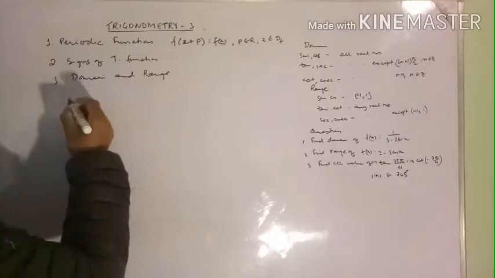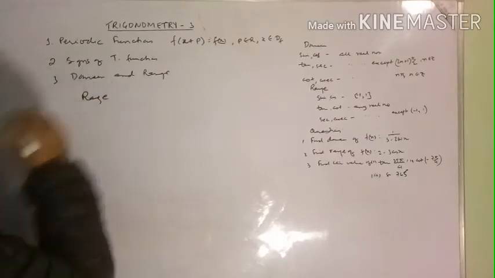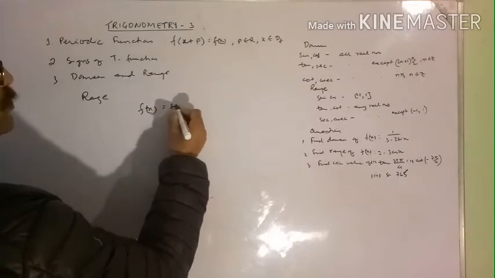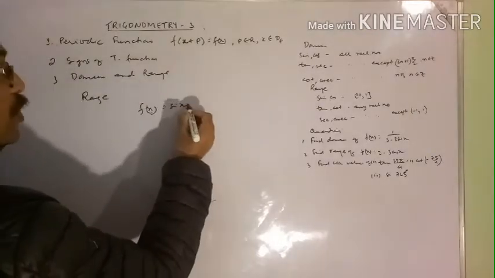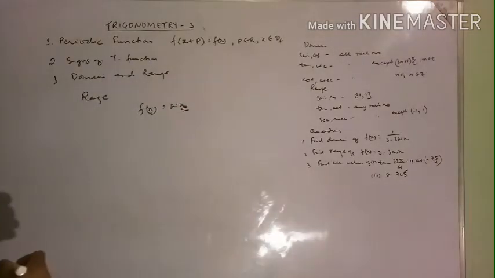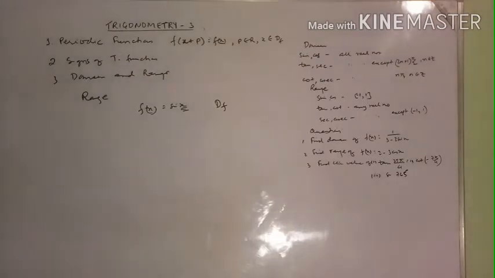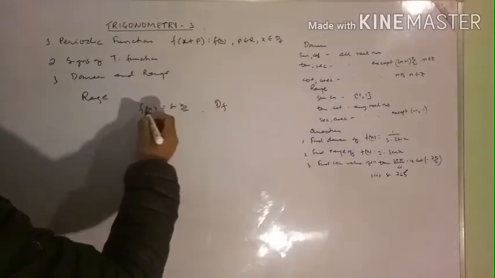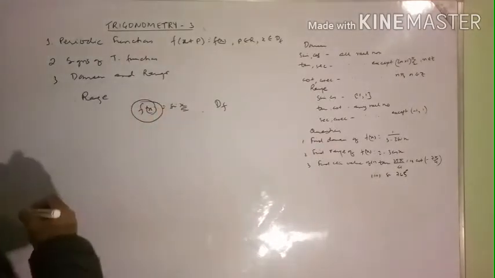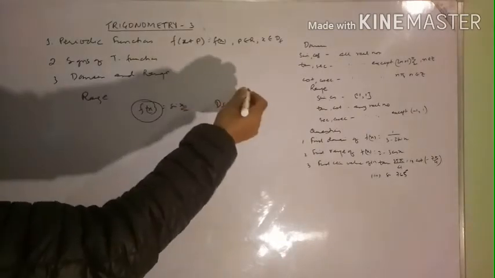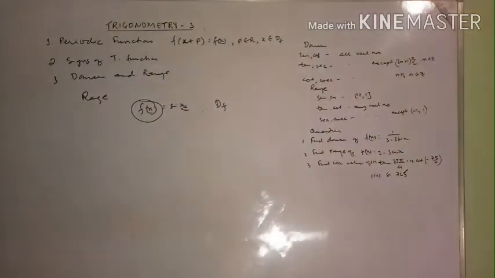Now, range. Range means what? Suppose f of x equals sine x. Remember, all the values that x can take are called the domain of f. We write it as D subscript f. So all those values which x can take are the domain of f. For those values of x, the values of f of x are called the range. Values of x are called the domain, and values of f of x are called the range.